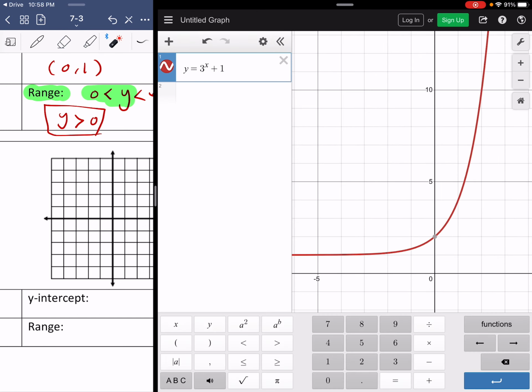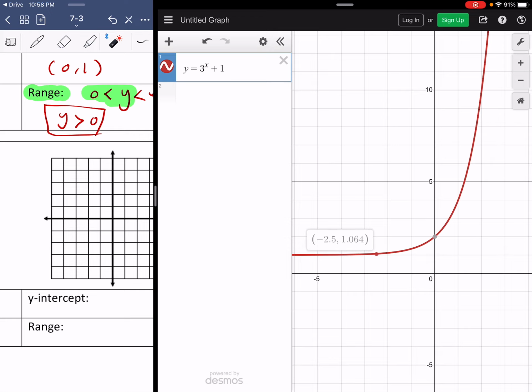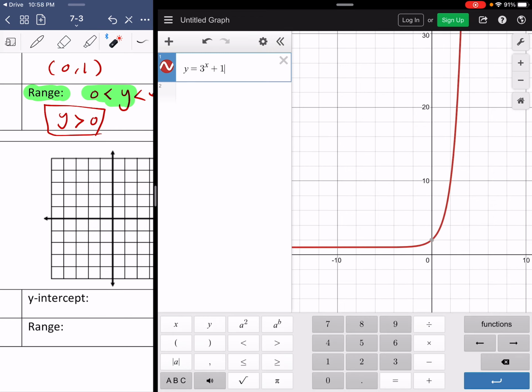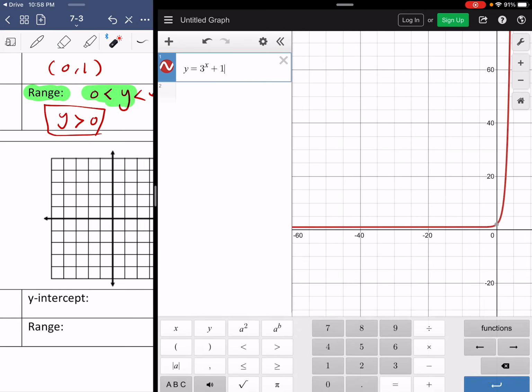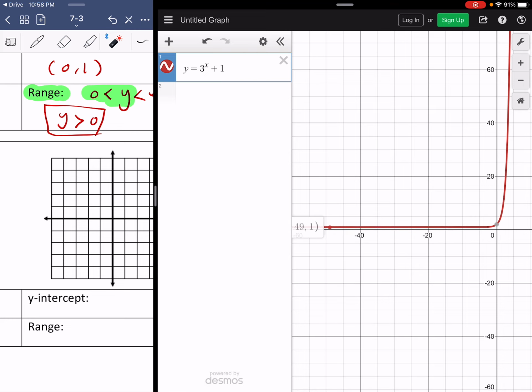Now, do you see this graph here? It keeps going up here, and it keeps going down, but it does not go below 1. Then our asymptote is going to be y equals 1, because it's touching 1, but it's not 1. It's getting close to 1, but it will never touch 1, okay?